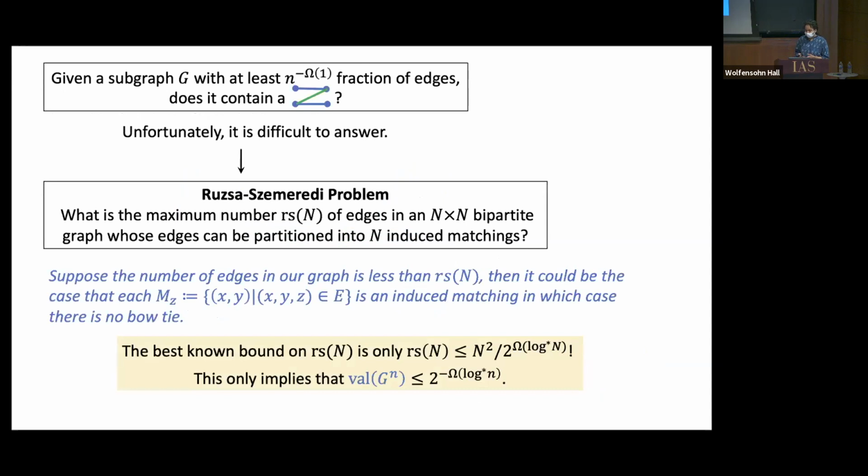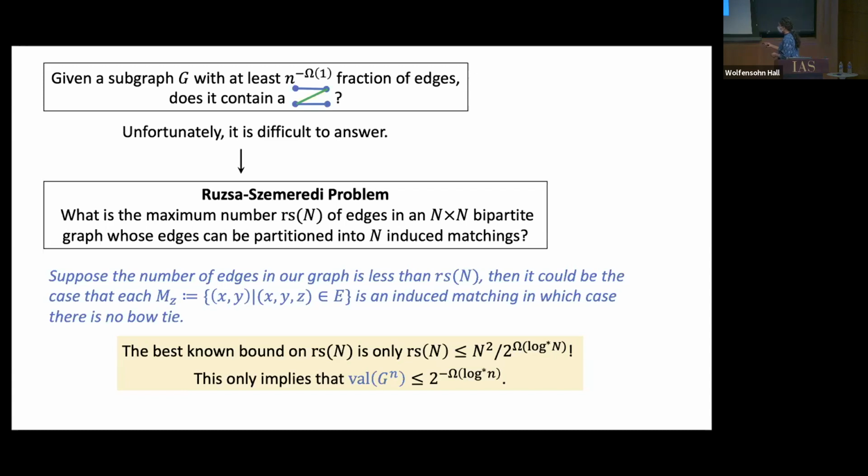So it turns out that there is something more going on than just density type arguments. So this question that we're trying to study kind of reduces to this combinatorial problem. This is a well-studied problem, the Ruzsa-Szemerédi problem. This asks, what is the maximum number of edges in an n by n bipartite graph whose edges can be partitioned into n induced matchings?